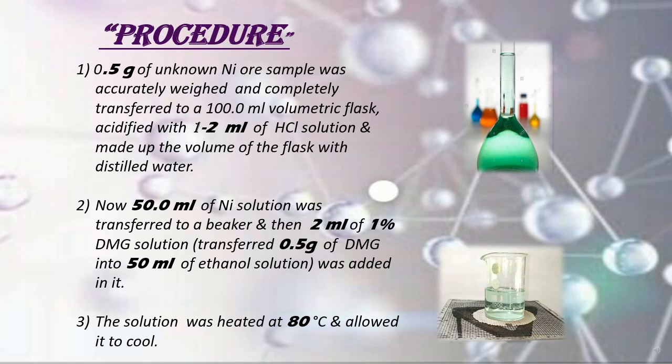Procedure. 0.5 gram of unknown nickel ore sample was accurately weighed and completely transferred to a 100 ml volumetric flask, acidified with 1 to 2 ml of HCl solution and the volume of the flask was made up with distilled water. Now 50 ml of nickel solution was transferred to a beaker and then 2 ml of 1% DMG solution was added to it. The solution was heated at 80 degrees centigrade and allowed to cool.